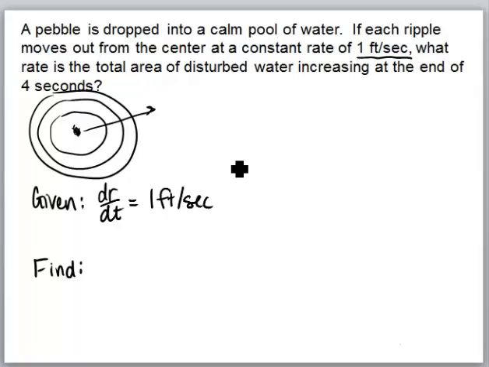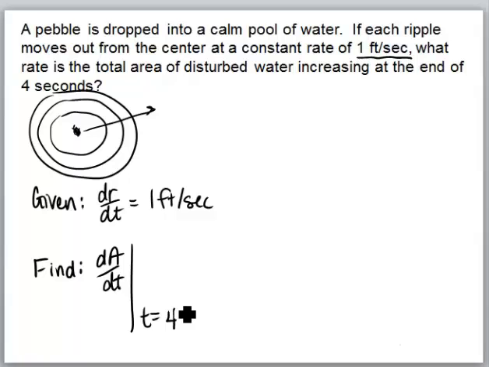The next thing I have is actually the question. It says, what rate is the total area of the disturbed water increasing at the end of 4 seconds? So how is the area changing with respect to time? That's what I'm trying to find. This is the bar we're going to use for when the time is 4, when t is 4. So that's step number 2. I've written down the given and the find.